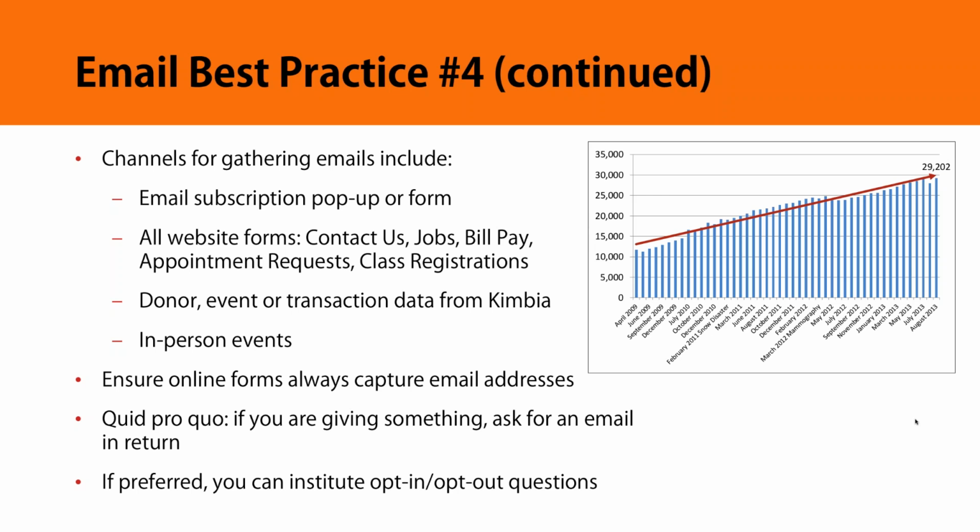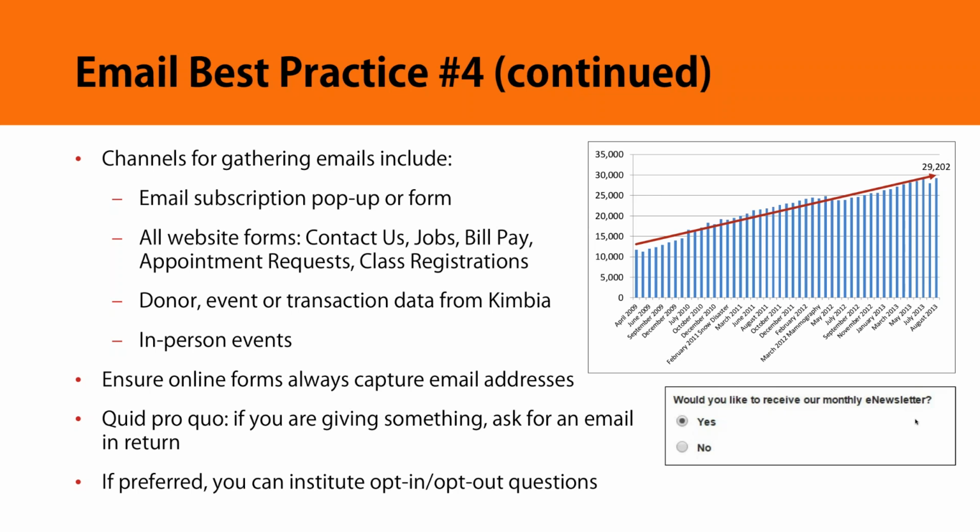If you're a little nervous about pulling that data in directly, you can always institute opt-in or opt-out questions. An opt-in question is as simple as, would you like to receive our monthly e-newsletter? And you can even set the default as yes or no, depending on your preference. An opt-out question would be a checkbox: I would not like to receive your monthly e-newsletter. And if someone checks that, it's obviously very important to make sure that you respect their preferences.